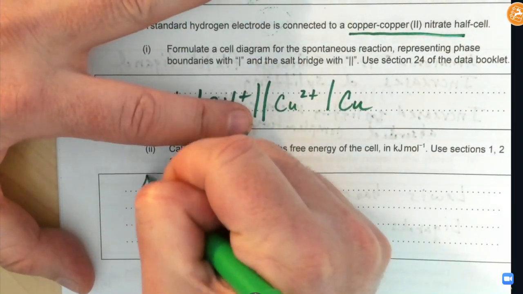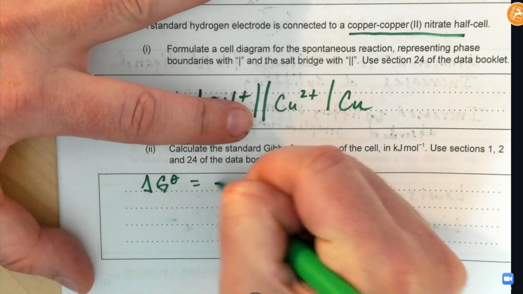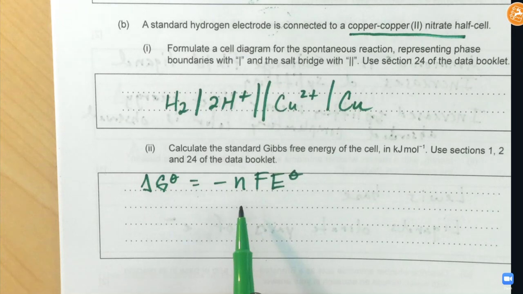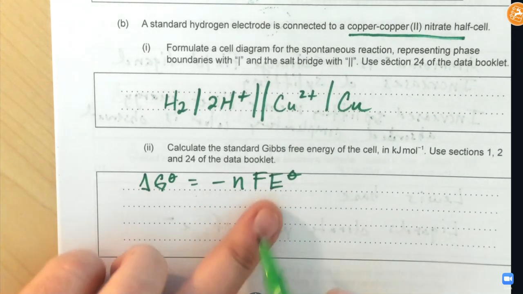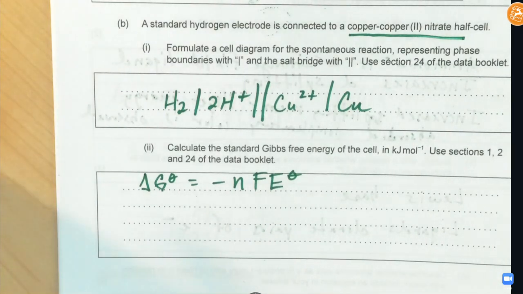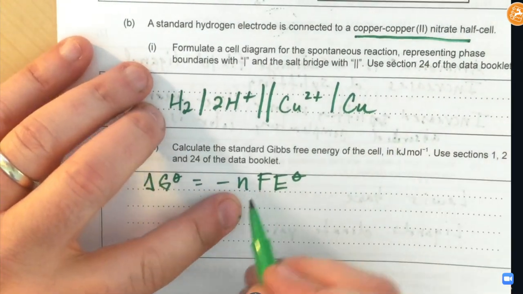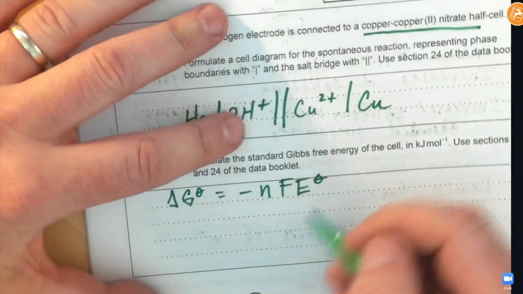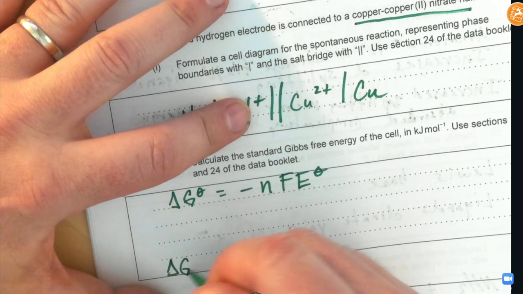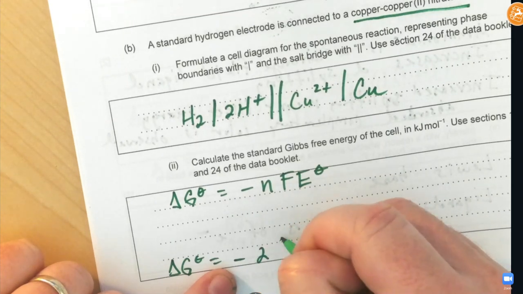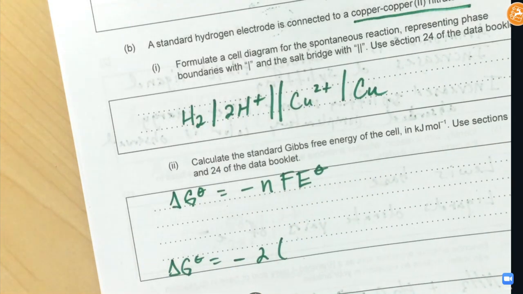This equation says delta G is equal to negative n F E theta. So we don't have the E theta value, but we can work that out. Then n is the number of moles of electrons. You can see here it's going to be 2 moles of electrons. I'm going to set this up down here because we have to figure out the E value. So minus 2 moles of electrons times Faraday's constant, which I believe is 96,500.